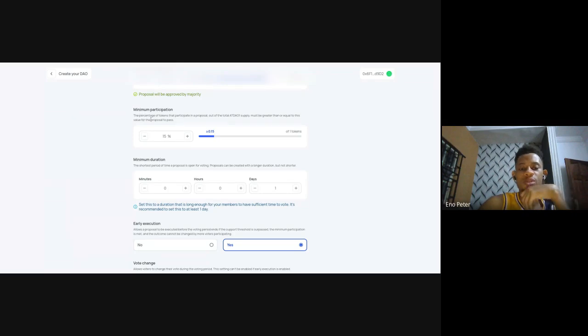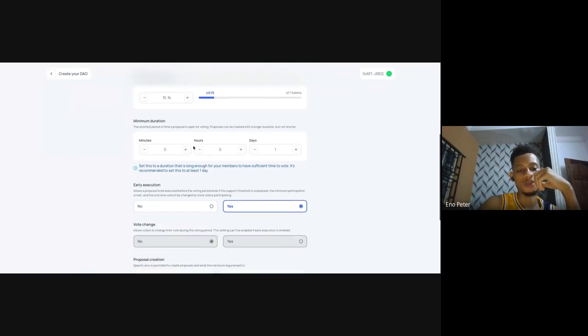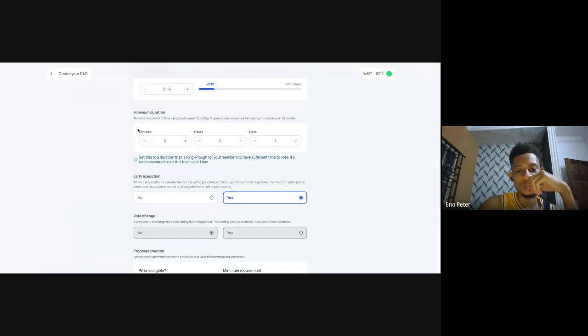Minimum participation: the percentage of tokens that participate in a proposal out of the total supply must be greater than or equal to this value for the proposal to pass. I think that's for it to even be considered as something that should be raised. It must be approved by at least 15%. Duration: the shortest period of time a proposal is open for voting.